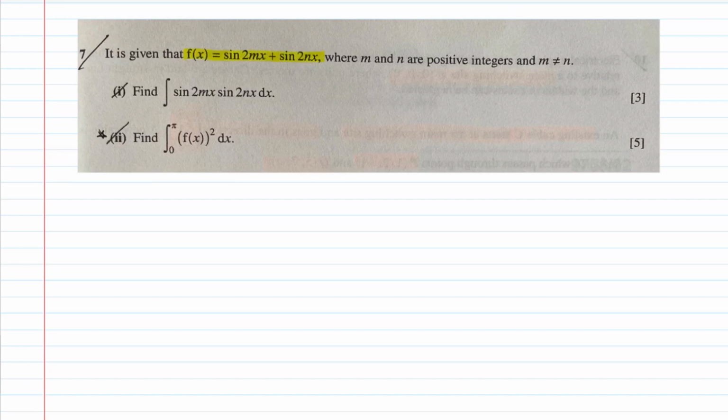It is given that f(x) equals sine 2mx plus sine 2nx, where m and n are positive integers and m is not equal to n. Part 1 asks you to find the integration of sine 2mx sine 2nx dx. Part 1 is actually not the hardest. You just need to picture this in your formula sheet.